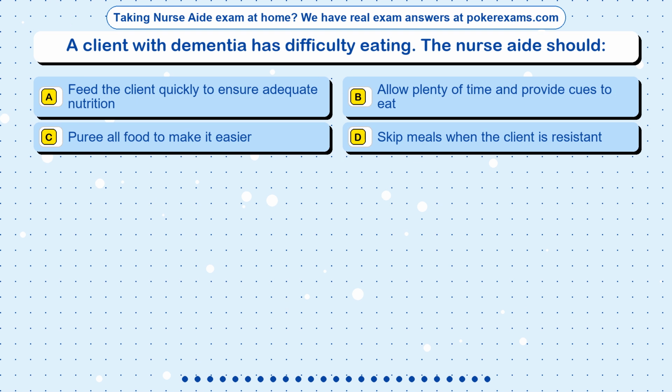Question 8. A client with dementia has difficulty eating. The nurse aide should: Option A. Feed the client quickly to ensure adequate nutrition. Option B. Allow plenty of time and provide cues to eat. Option C. Puree all food to make it easier. Option D. Skip meals when the client is resistant.